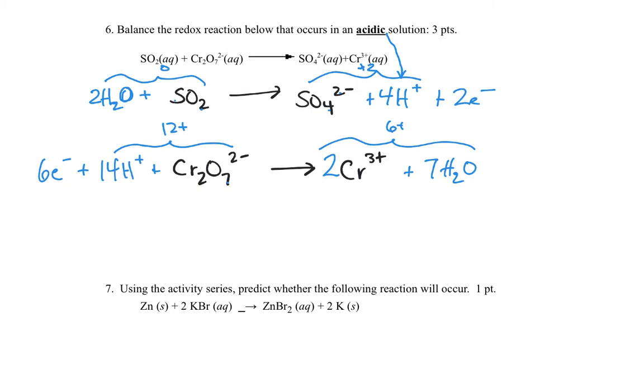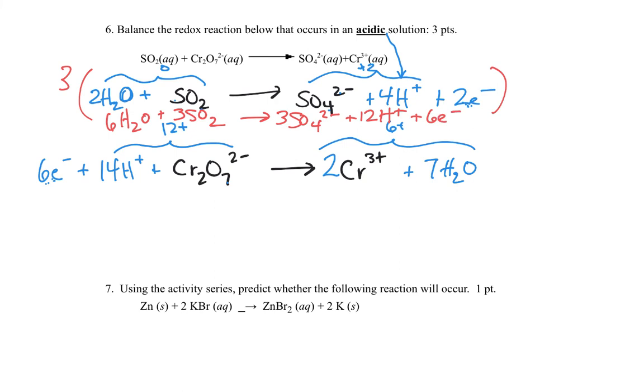We have to add these 2 half reactions back together, but we have to have the same number of electrons that are being lost as they are being gained. And we don't have that right now, so what we're going to have to do is multiply everything up here by 3. So we are going to get 6H2O plus 3SO2 is going to produce 3SO4 2 minus plus 12 hydrogens plus 6 electrons.